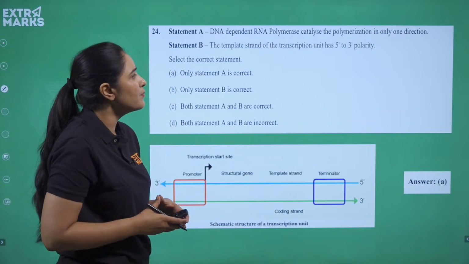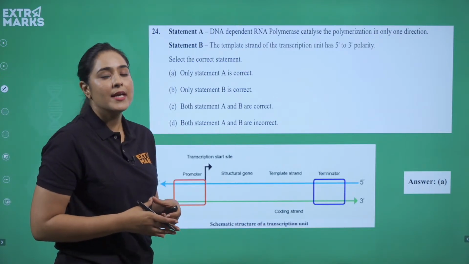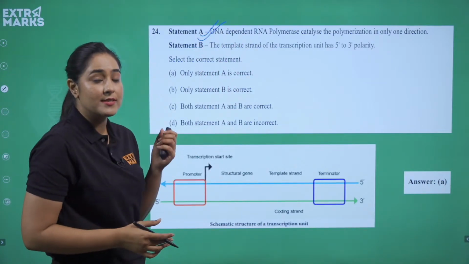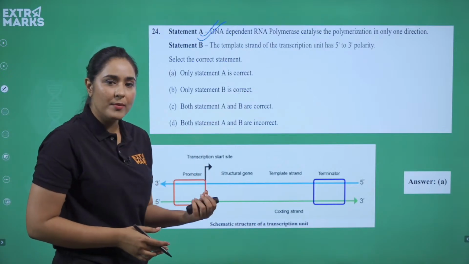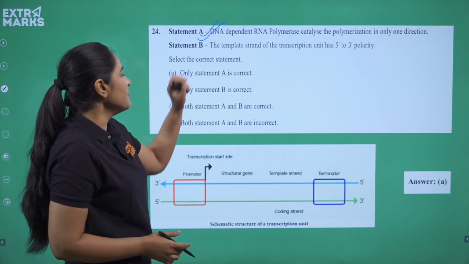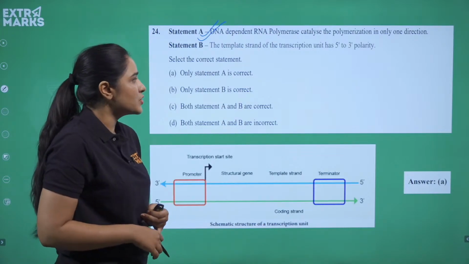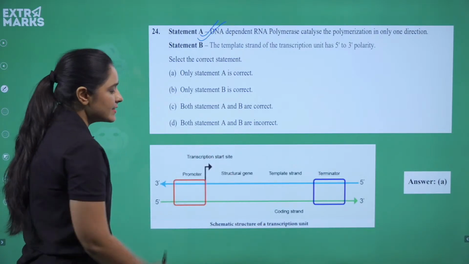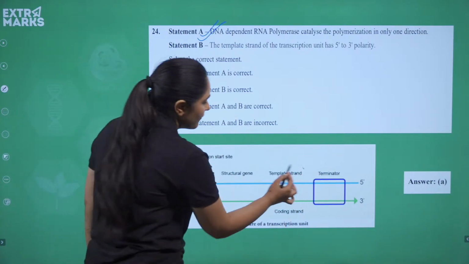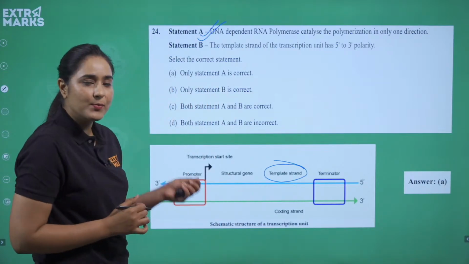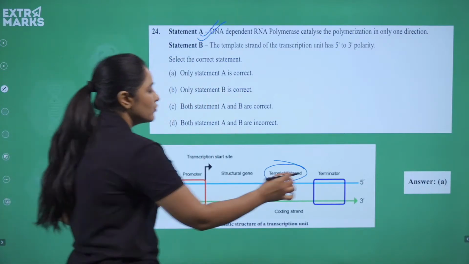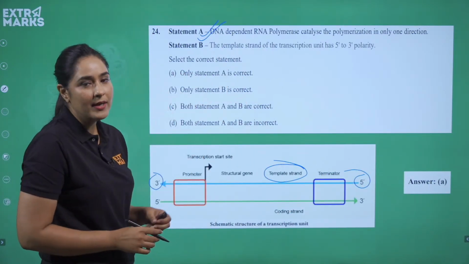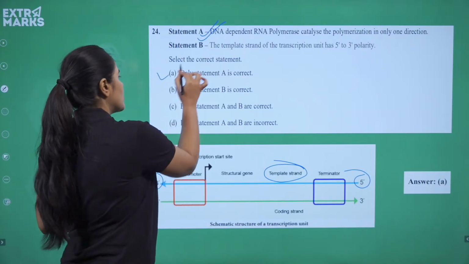Another question, DNA dependent RNA polymerase catalyze the polymerization in only one direction. This statement is correct. We are having the RNA polymerase which is DNA dependent and it will polymerize in one direction. Statement B says that the template strand of the transcription unit has 5' to 3' polarity. We are having this transcription unit. See here, we are having the template strand and its polarity is from 3' to 5'. So obviously this statement B here is incorrect. Only statement A here is correct. We are having the correct option as A.